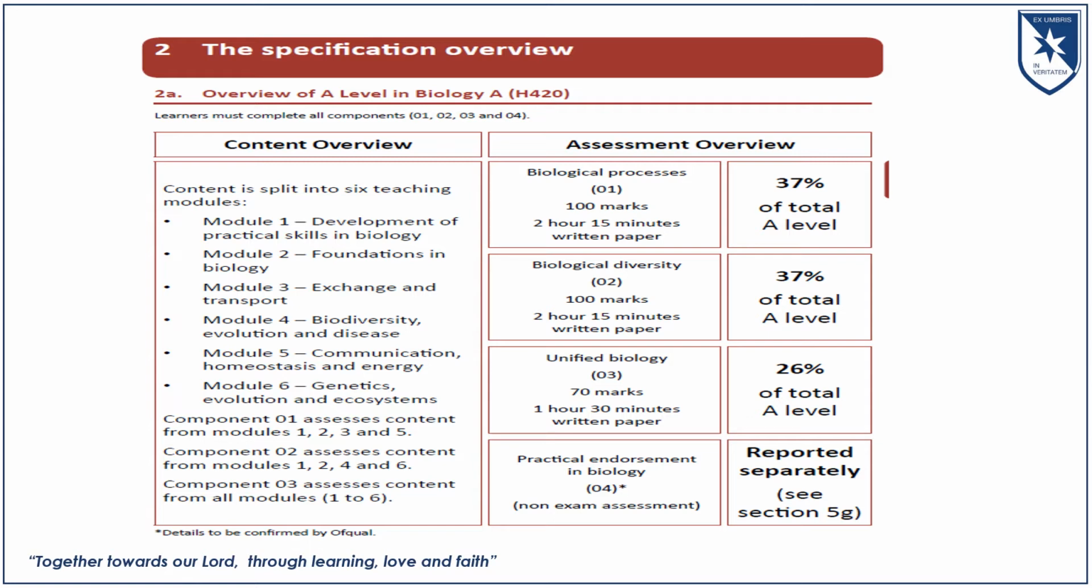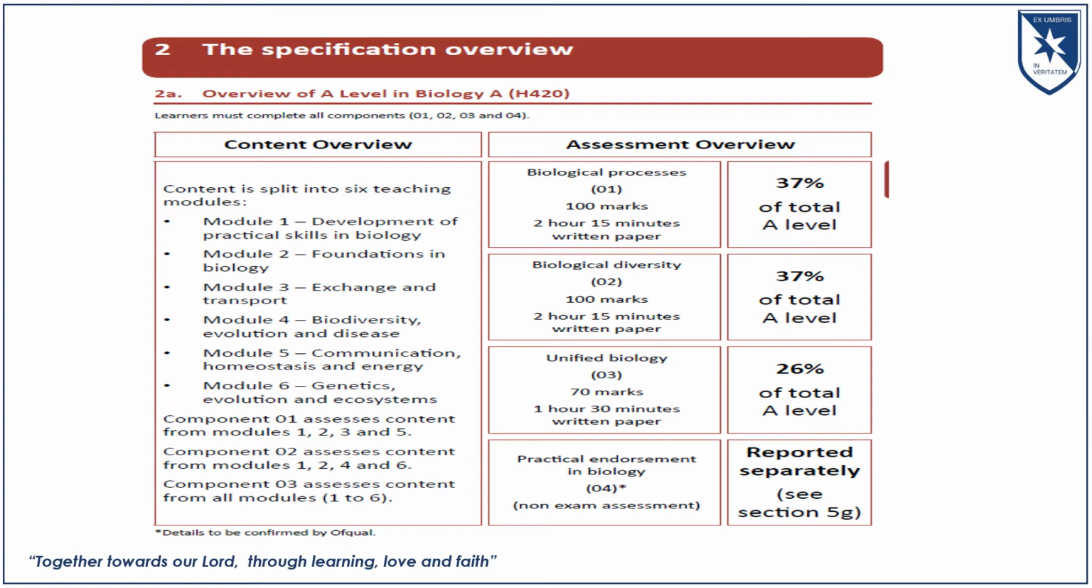That will be for year 12 content. That would cover modules 1, 2, 3, 4. So they are generally the modules we try and cover in year 12. And then in year 13, we would usually cover modules 5 and 6. As you can see, module 1 is all about the development and practical skills in biology.